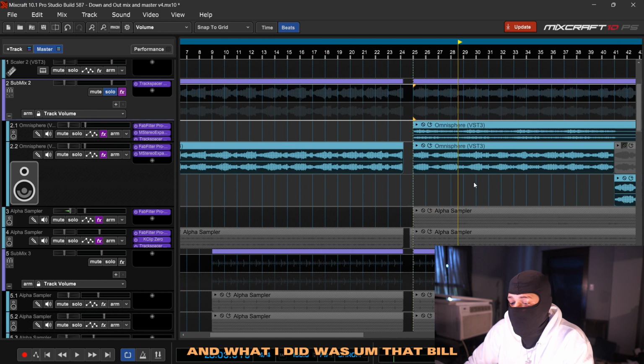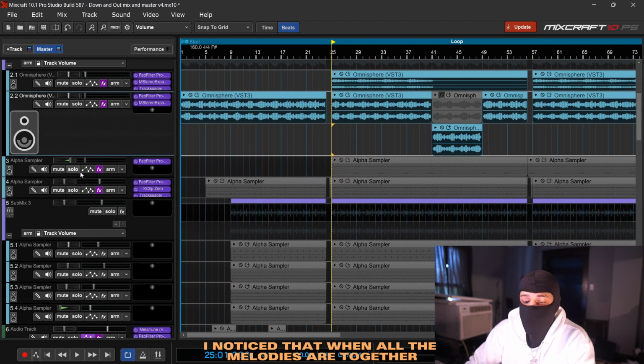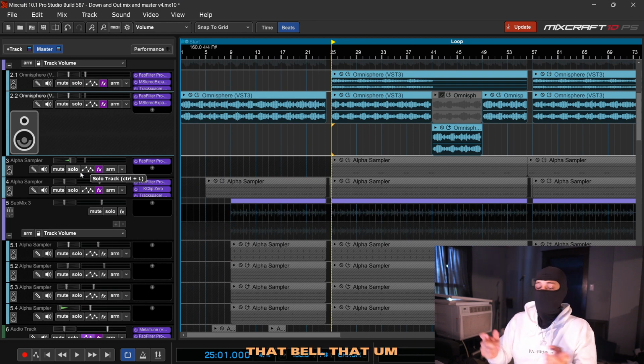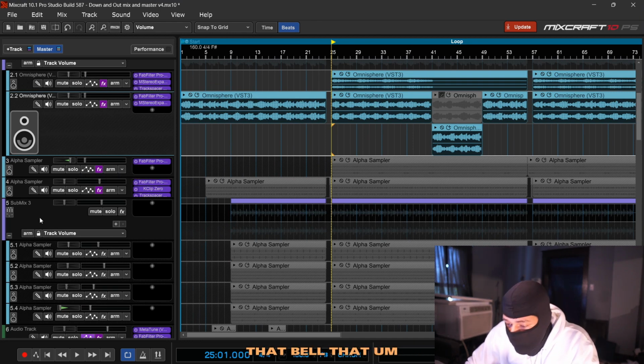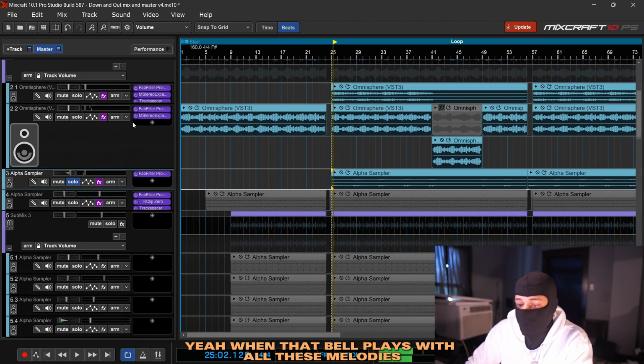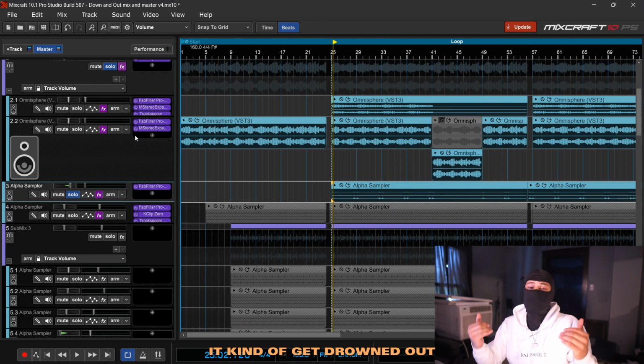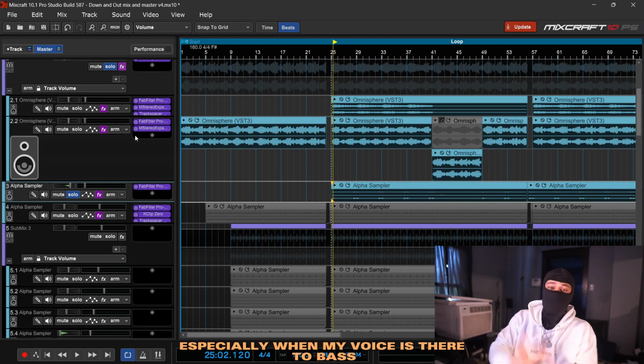What I did was, I noticed that when all the melodies are together, that bell, where is it? Is this it right here? Yeah, when that bell plays with all these melodies, it kind of gets drowned out, especially when my voice is there, the bass, the clap and all that.